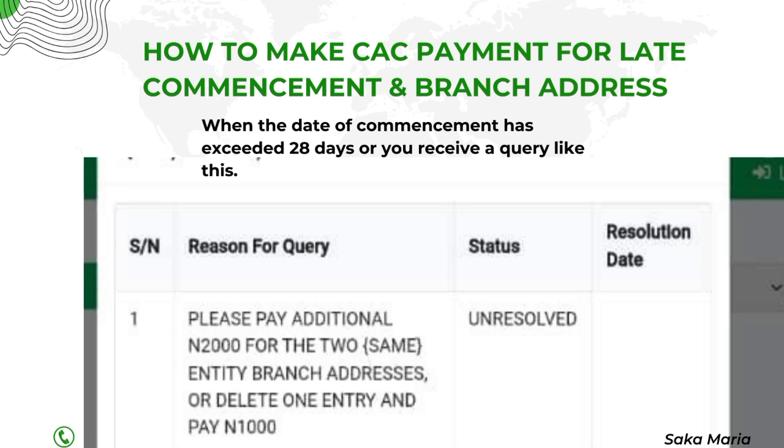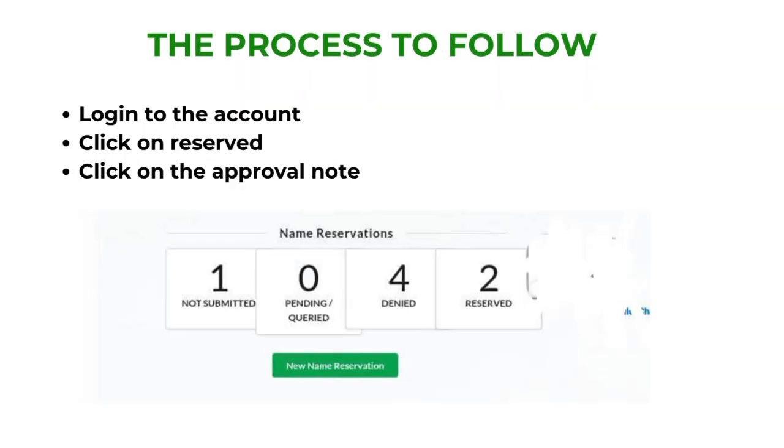So, and this is a query now. I'm recording this video to help someone resolve this. I believe you understand what I just explained. Now, what is the process to follow? The first thing you want to do is to log into the account. So if you are doing it for a client, if they used a public portal to do the registration, you need to get their login details and then go to reserved. As you can see on my screen, you click on reserved so that you can get the approval note.